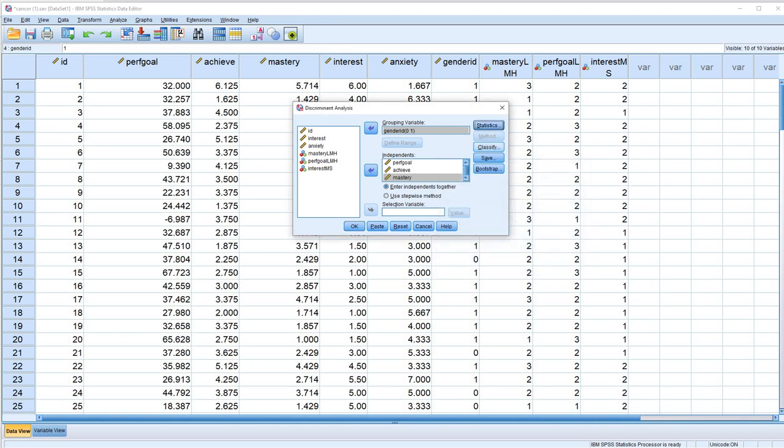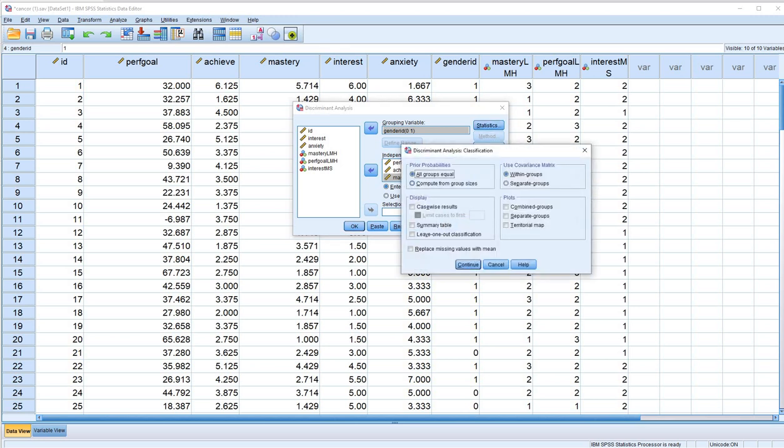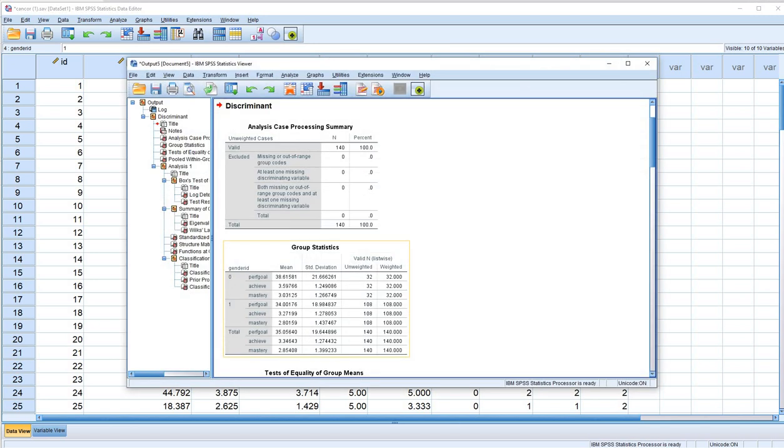Click on Continue. Under Classify, we'll click on Summary Table down here, and so this can be useful for basically evaluating the model in terms of how well our proposed model leads to correct prediction of group membership when it comes to our dependent variable. So next we'll click on Continue, and then we'll click on OK and look at our output.